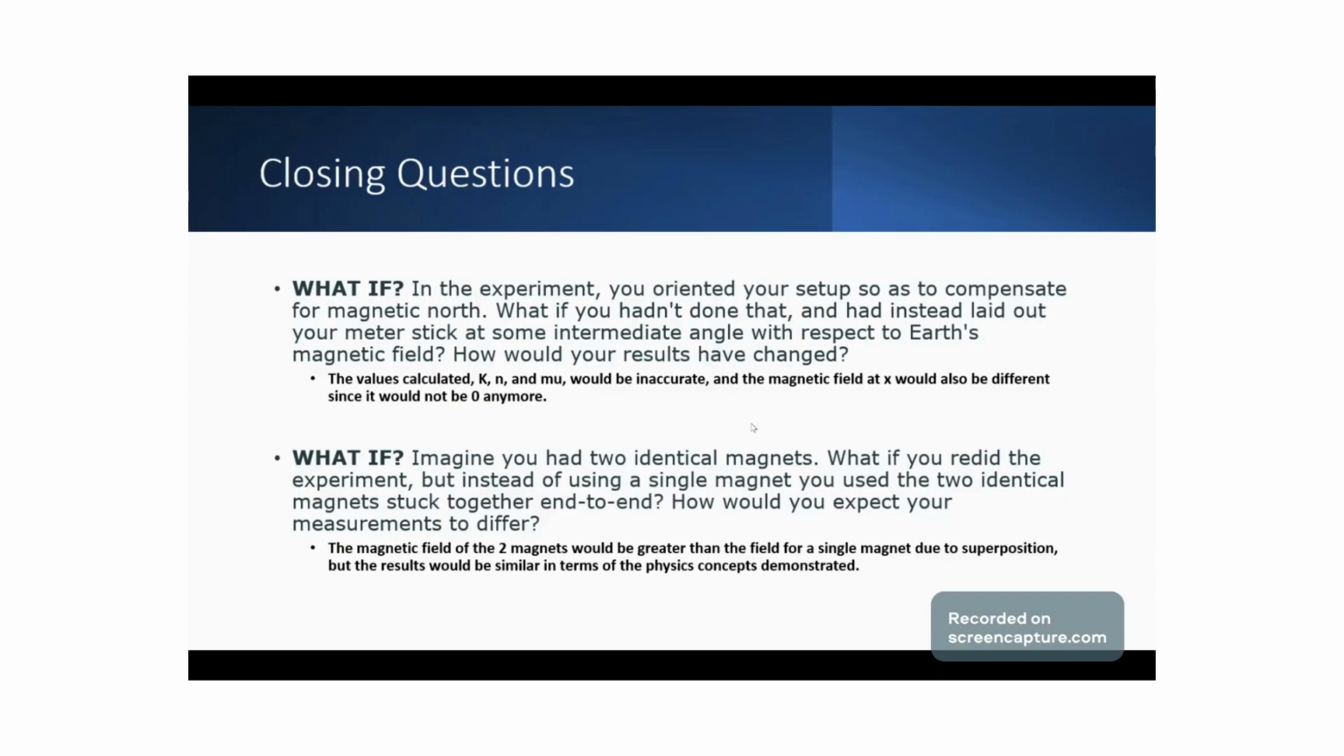The second gives that the magnetic field of the two magnets would be greater than the field for a single magnet due to superposition, but the results would be similar in terms of the physics concepts demonstrated.